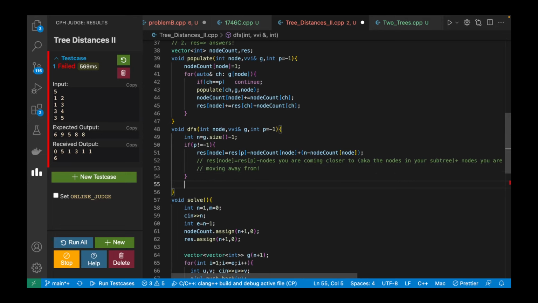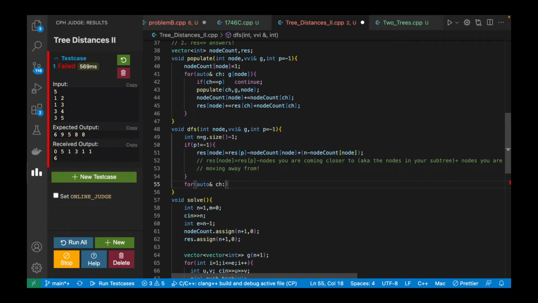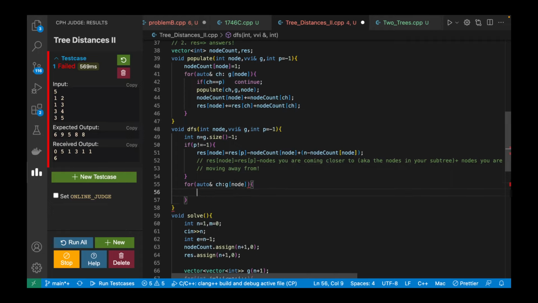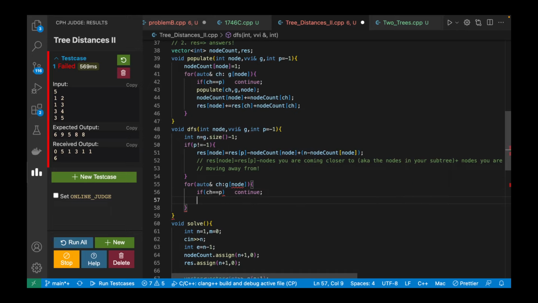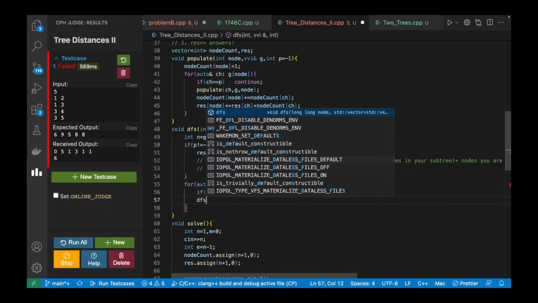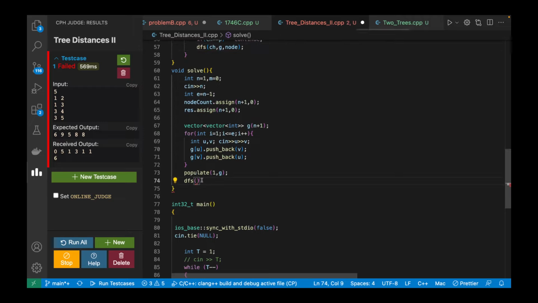Let's see. And then after that, I'll have to do this thing for all the children as well, or all the nodes. So I'll try for all the children that are in my graph. And I'll have to check if my child is actually equal to the parent. That means I'm getting stuck in a cycle. So if that's the case, continue. Else, you'll say that, okay, run the DFS traversal for this current child. Consider the graph given, and then the parent would be the current node. So you'll do this. Once you're out of this, you'll say, okay, DFS 1 with g.